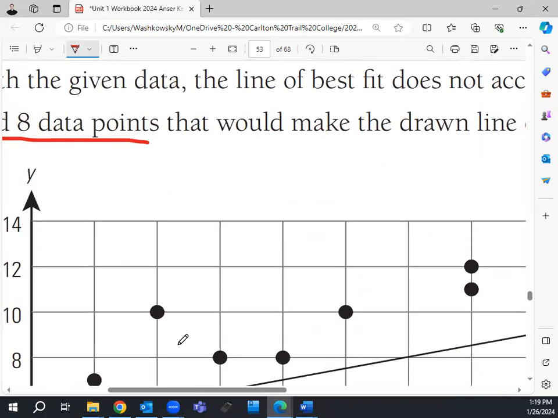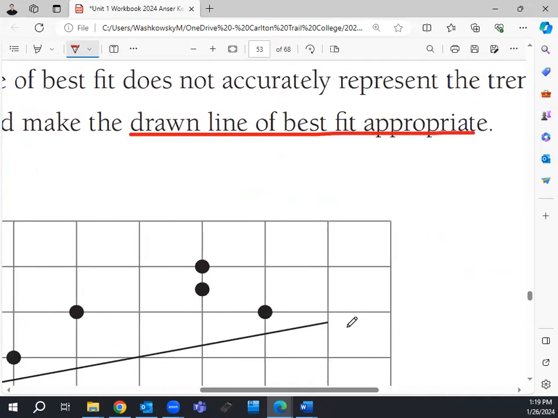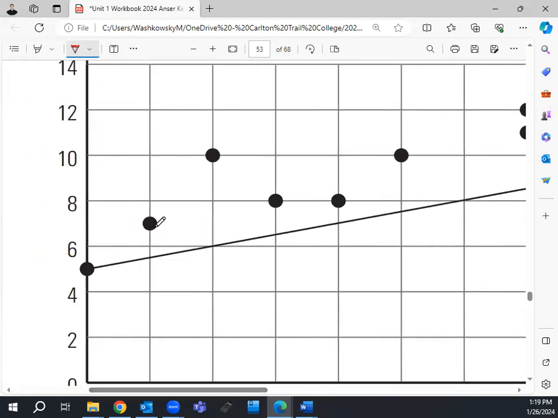If I want to add 8 points here that make the drawn line of best fit appropriate, that seem to make sense, the easiest way is I'm going to take the distance that this point is away from this line. That looks like it's, I don't know, 1.5. I'm going to go the same distance away and just draw a point. And that seems to work, right? Like that seems like it's kind of close.